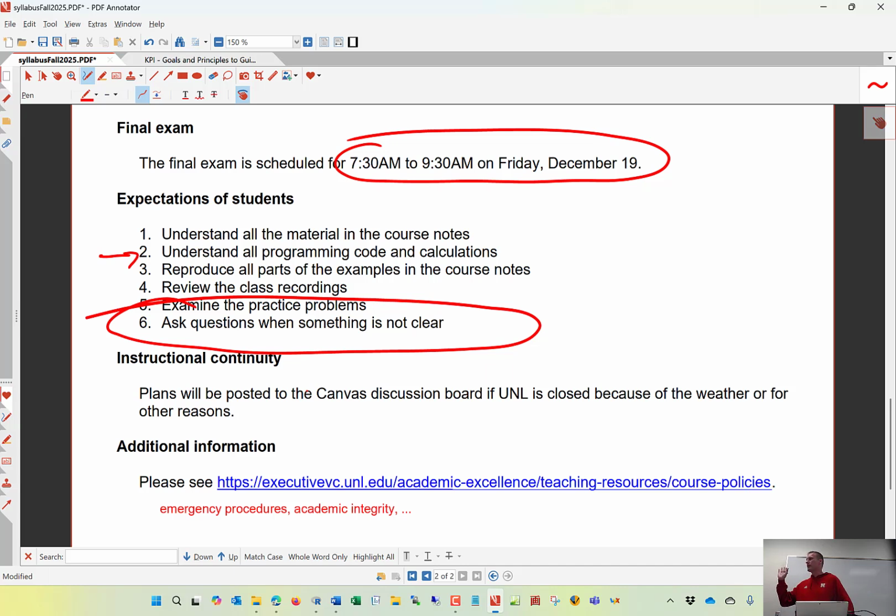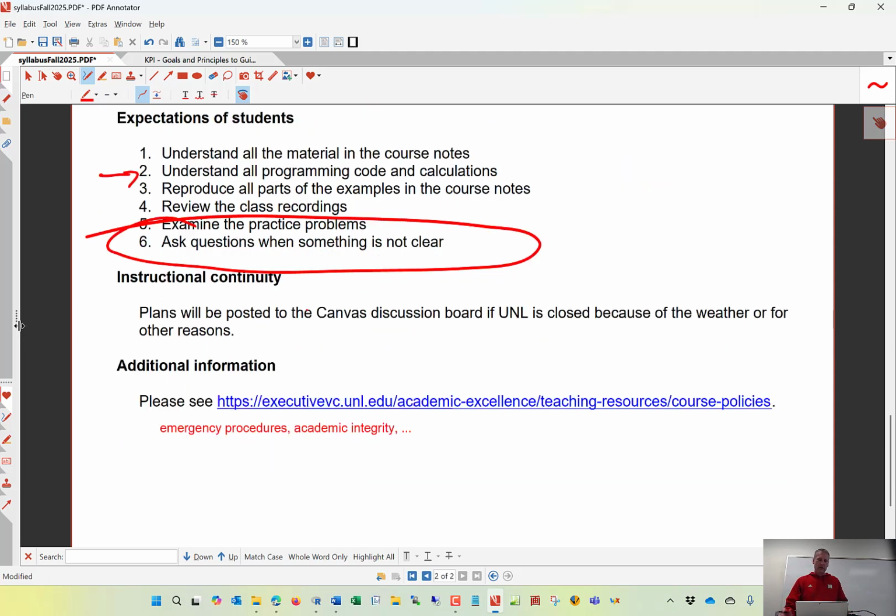If for some reason classes are canceled at UNL, I will post to the discussion board on Canvas what we're going to do that day. Maybe we'll meet just on Zoom, for example. And lastly, there's additional information that's available at the Academic Affairs website for UNL on stuff like emergency procedures, academic integrity, and stuff like that. Please go there and take a look at them. Okay. Any questions about the syllabus?